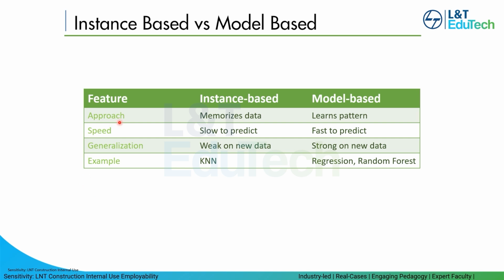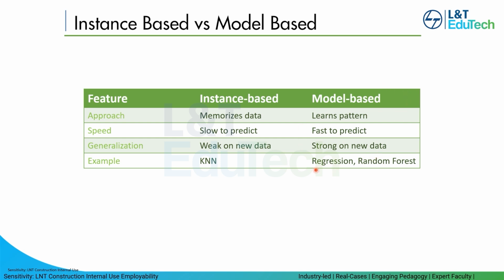Let's quickly compare the two approaches side by side: instance-based and model-based. Instance-based memorizes data, is slow to predict, and is weak on new data. The example for instance-based learning is KNN. Model-based learning learns patterns, is fast to predict, and is strong on new data. Examples for model-based learning are regression and random forest.